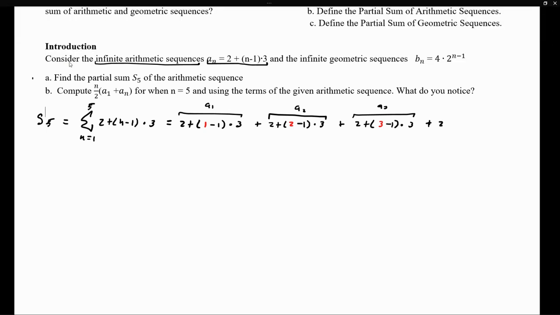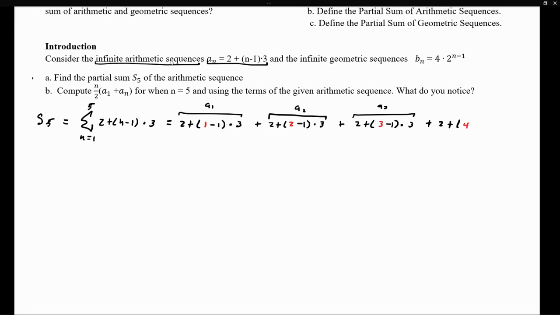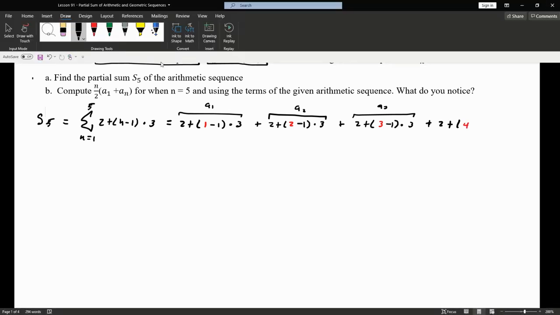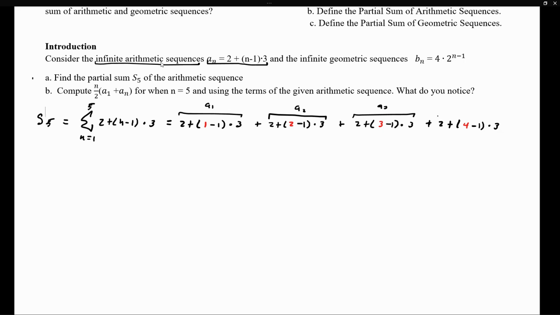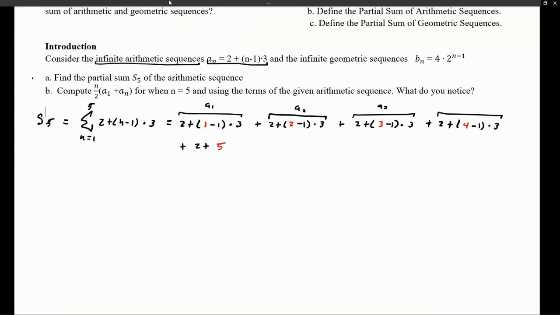That's going to be 2 plus (4 minus 1) times 3, since we're looking at the fourth term. Now this is the expression for the fourth term. And let's find the fifth term now. This expression is going to give us the value of the fifth term. So if we want to find the fifth partial sum, all we have to do is add up those results. So let's actually find out the values.